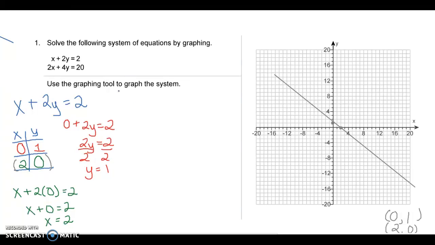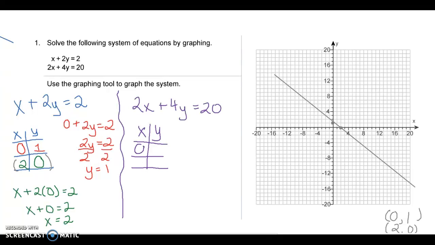The other equation is 2x plus 4y equals 20. Now it's in standard form. The first thing I look for is if this constant 20 divides by 2, which it does, and does 20 divide by 4, which it does. If that's true, I just make a little xy table. And again, I just need 2 good points.